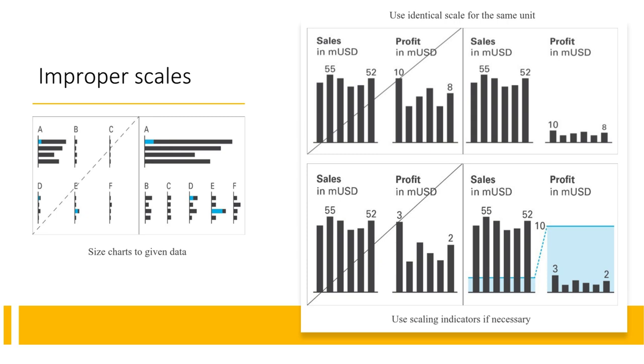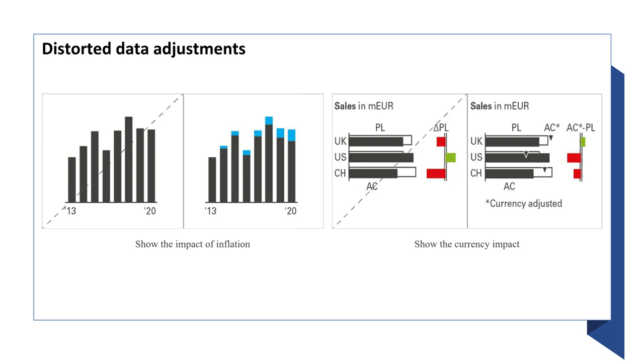Use identical scale for the same unit. Here, millions of USD, readers naturally compare them visually. And use scaling indicators if necessary. A scaling indicator solves this. A clearly marked zoom element shows the smaller measure at an expanded scale, while preserving a visual link to the true scale relationship.